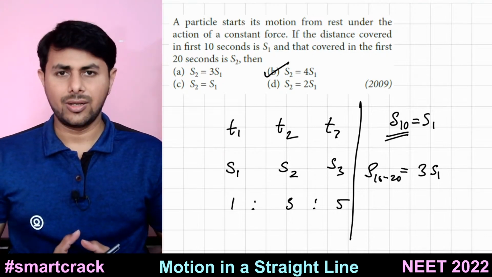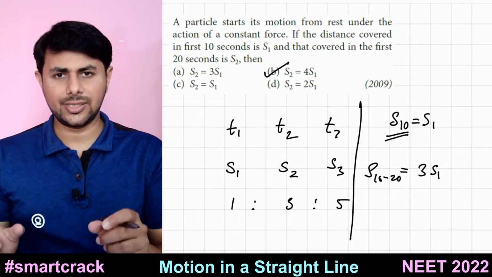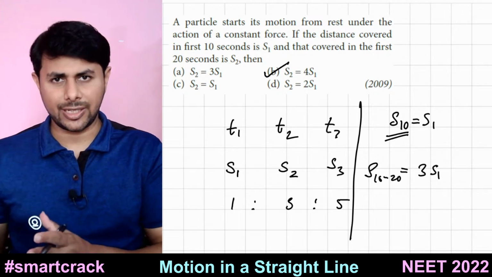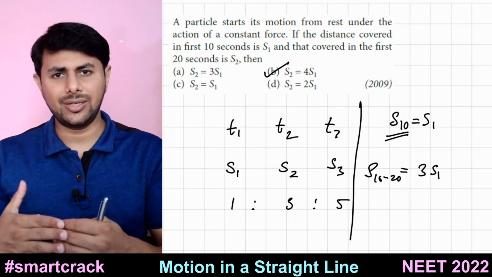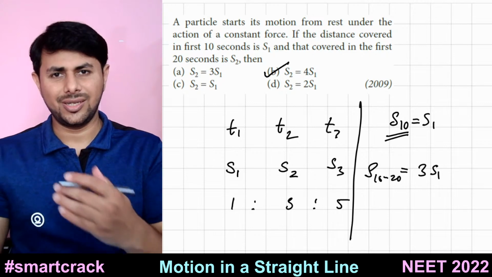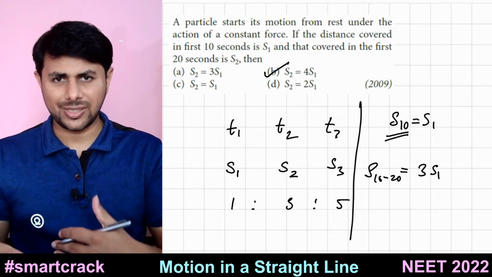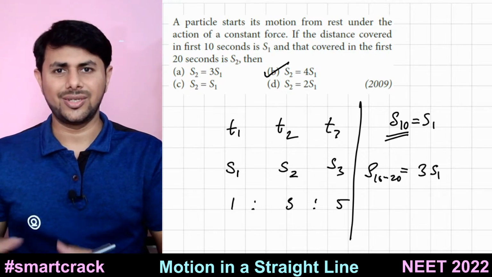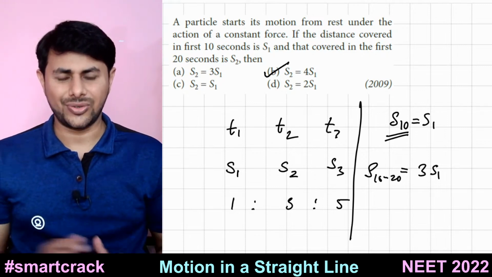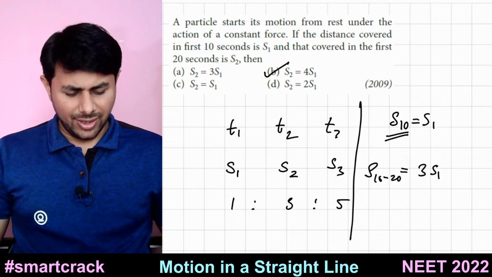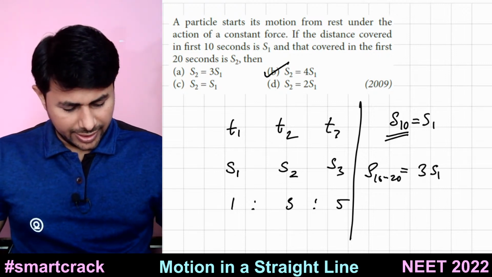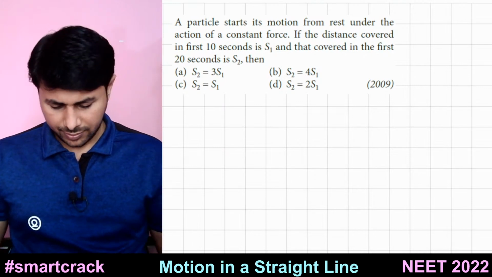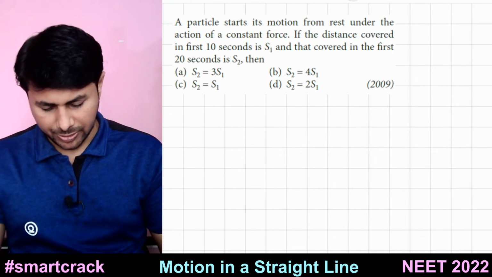If the question was the distance covered in next 10 seconds, then it is directly 3 times S1, but the question is distance covered in 20 seconds. So it is the distance covered in first 10 seconds plus the distance covered in next 10 seconds also. So it is S1 plus 3S1. Okay, all right. So see, another question on Galileo's law of odd numbers. Alright, let's move on to the next problem.